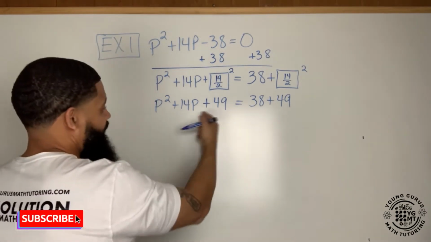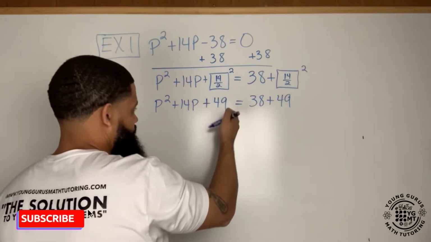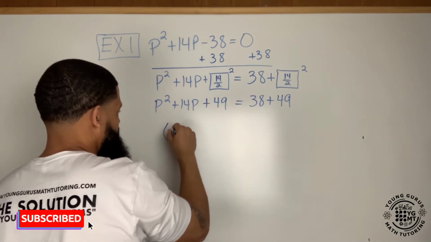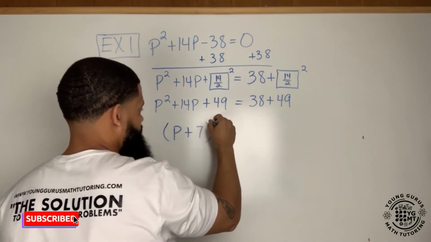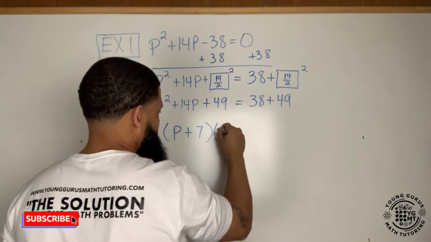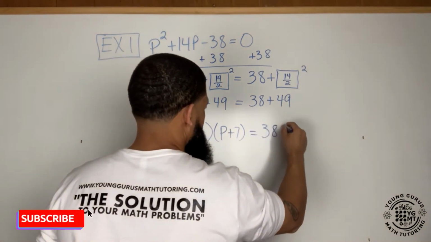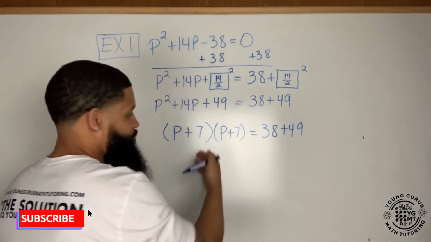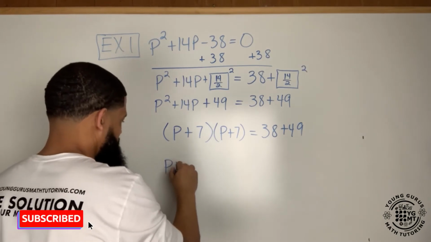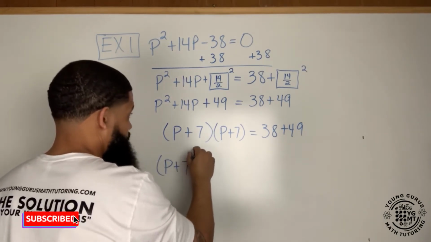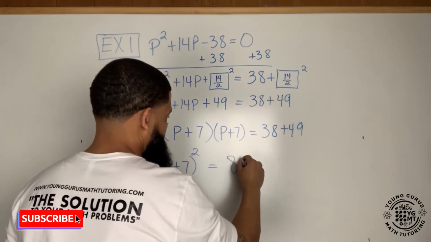play. So if I factor p squared plus 14p plus 49, it actually is going to be p plus 7 times p plus 7. All right, so I'm going to write it like this the first time. P plus 7 times p plus 7 equals 38 plus 49. Well, if I have p plus 7 times p plus 7, I can take p plus 7 to the second power. Okay, and I'm going to set that equal to 38 plus 49 is 87.